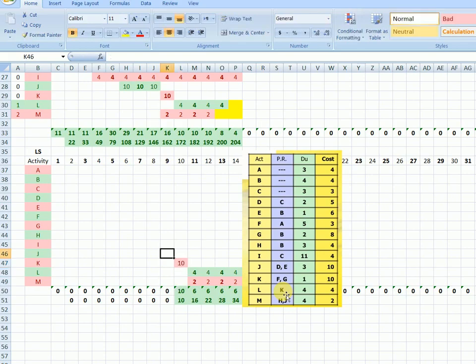Okay, go to J. Can you see J here? Yeah, we can see J. J depends on M. Where is M here? So it has to be here. Okay, J, we said 10, 10, 10. Beautiful. I. Can you see I here?